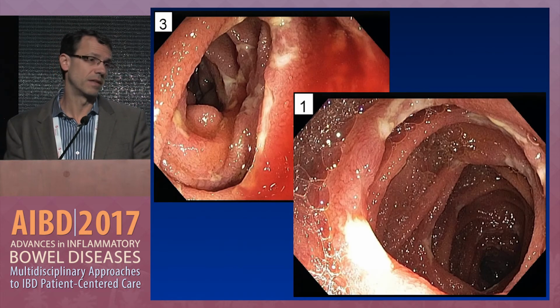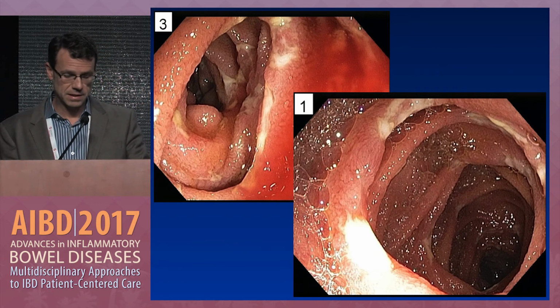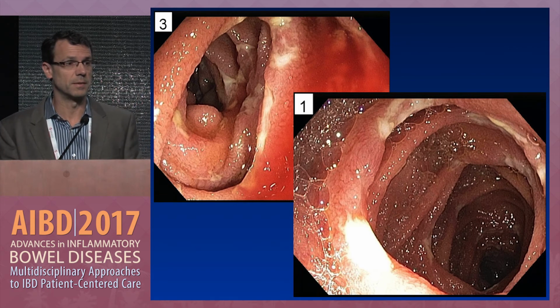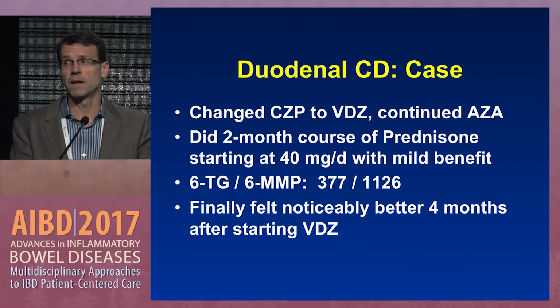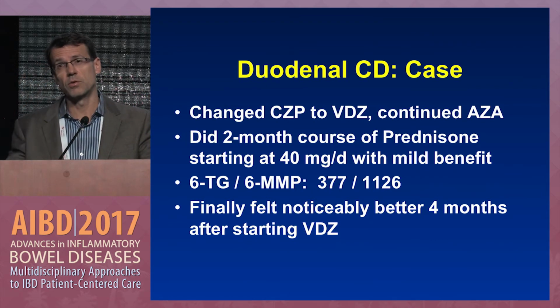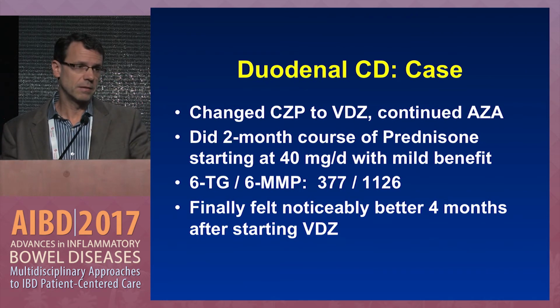And this is his endoscopy then. So larger, more extensive, deeper ulcers. Looks pretty nasty in the second through fourth part of his duodenum. At that point, I changed his certolizumab pegol to vedolizumab. I continued his azathioprine. I also put him on a two-month course of prednisone starting at 40 milligrams a day, which helped him a little bit, but not a lot.